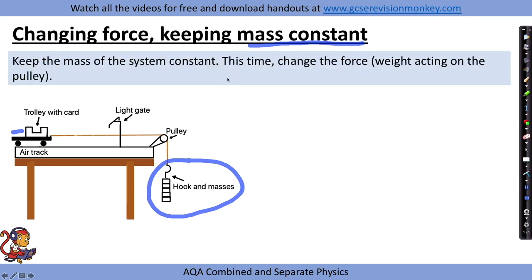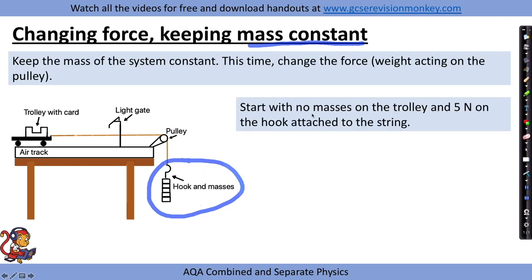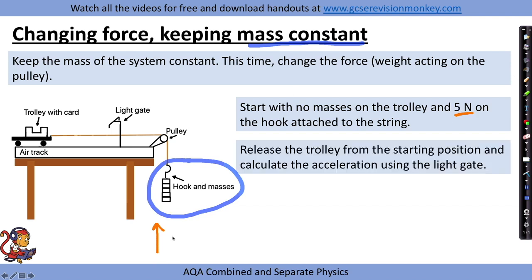So we keep the mass of the system constant, and this time change the force, so the weight acting on the pulley. So we'll start with no masses on the trolley and 5 newtons on the hook attached to the string. Now it doesn't have to be 5 newtons, that's just a random example that I've given. You may well be using much smaller masses and therefore using a much smaller force to pull this down, but let's just say we're starting with 5 newtons on the string. We're then going to release the trolley from the starting position and calculate the acceleration using the light gate.